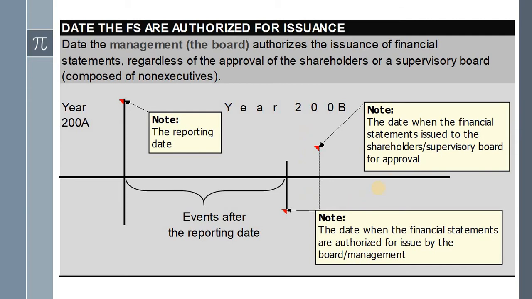So if there is a date provided where the shareholders gave their approval in the issuance of the financial statements, or a supervisory board which is composed of non-executives, the date the financial statements are authorized for issuance is still the date the board of directors or the management authorizes the financial statements for issue. So the events after the reporting period under PAS 10 will be between the reporting date and the date the financial statements are authorized for issue by the board of directors or the management.